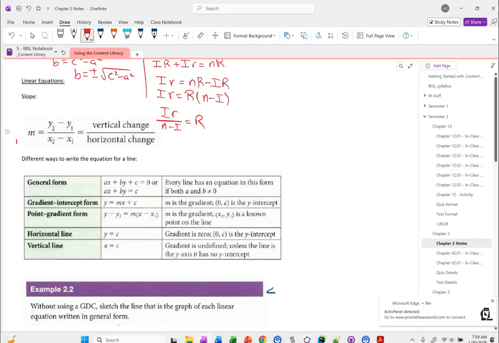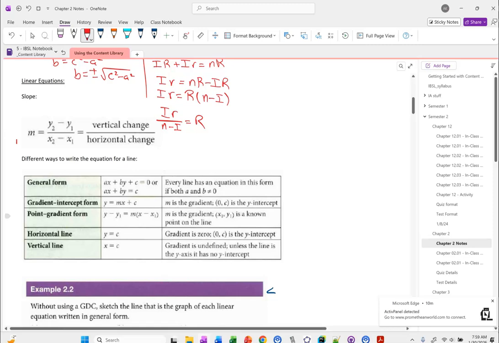There is the slope-intercept form. In our IB textbook, they call slope gradient. Super annoying. y equals mx plus b. Again, in our textbook, they say plus c. I don't know why. And then there's point slope form.